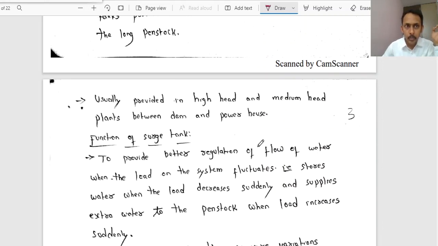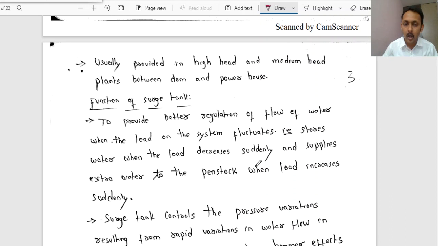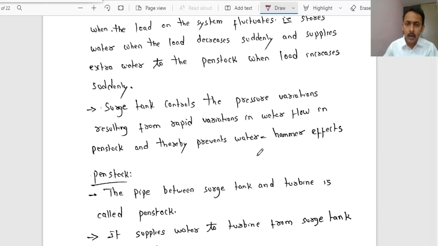The surge tank is usually provided for high head and medium head plants, between the dam and the powerhouse, in order to regulate the flow of water depending upon the load on the system. If the load is fluctuating, if the load decreases, it is going to store the water, and if the load has increased suddenly, then it is going to supply the extra water to the penstock.